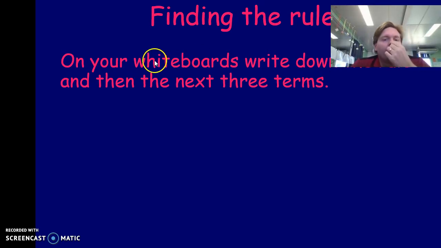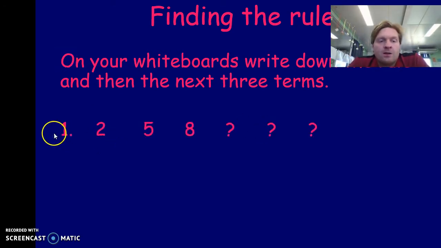Let's see if we can find the rules. I've got whiteboards here. Don't worry about that. That's for tomorrow in class. But I want you to have a look at these next 3 terms. You don't even need to write them down yet. This is question 1. I've got 2, 5, and 8. What are my next numbers going to be? What is my rule?